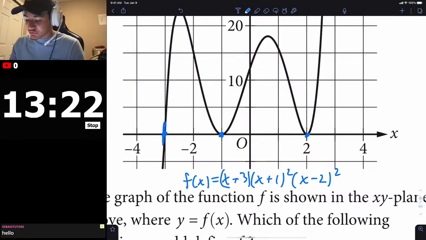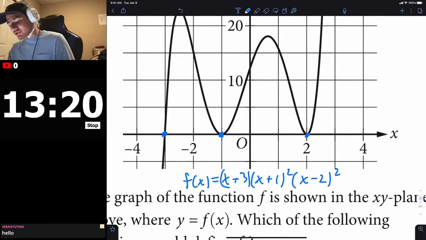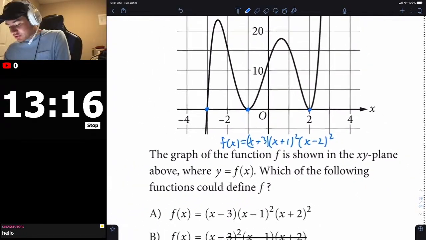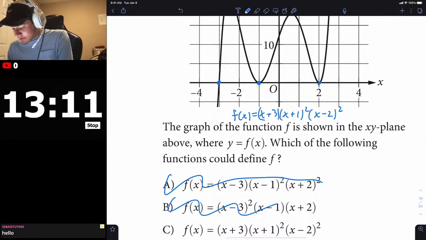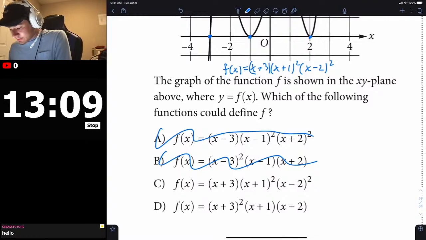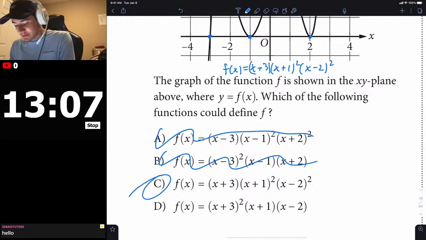But this one just goes through one time. It doesn't bounce off. It just goes through cleanly. So I'm going to leave it as x plus 3, and I'm not going to square it at all. So this is out. Doesn't match up with what I wrote. And this is our answer.